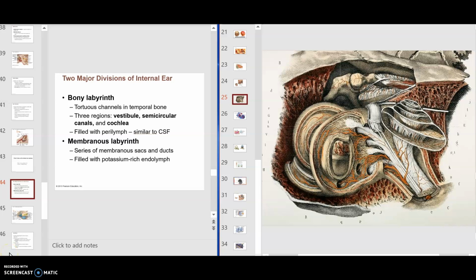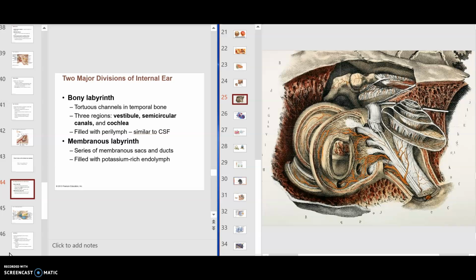Okay, class, we're looking now at the internal ear. As you may recall, the ear is located within the temporal bone, the confines of the temporal bone. This is what I want you to imagine. We go into the temporal bone, we cut spaces out within the temporal bone, and the spaces are like a maze or a labyrinth.